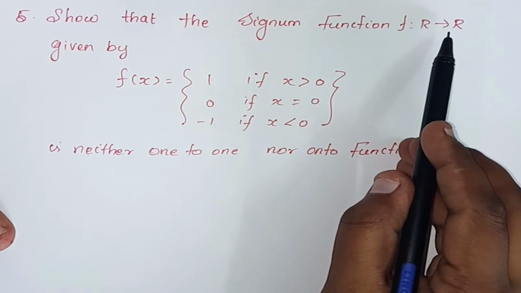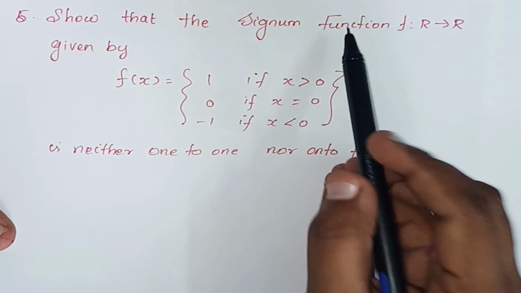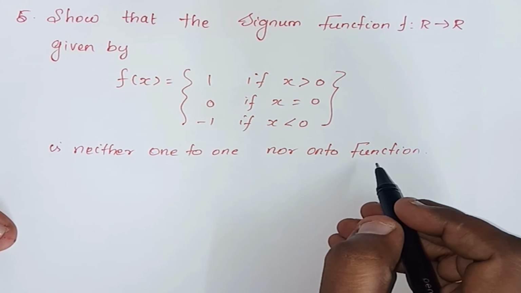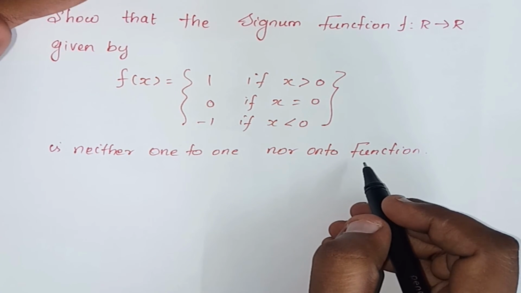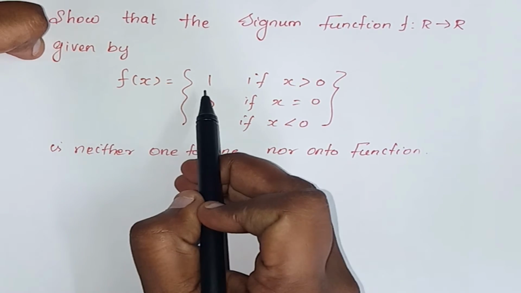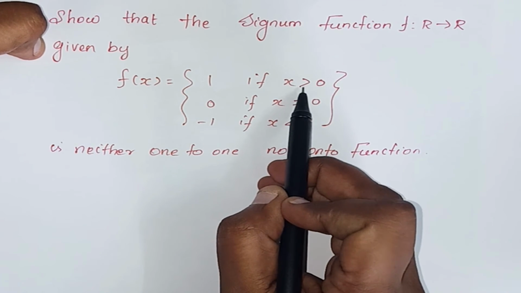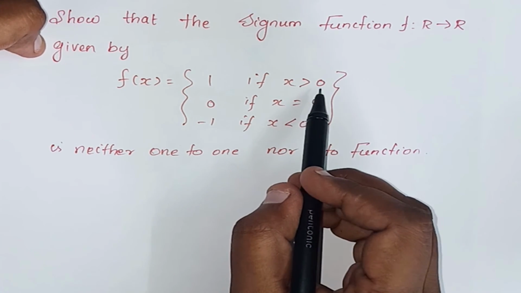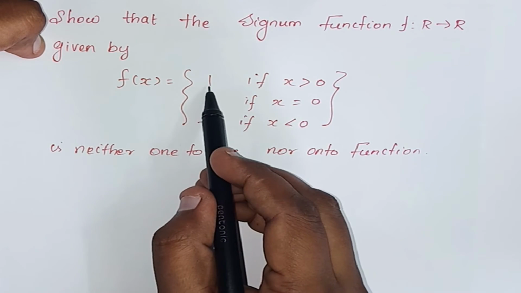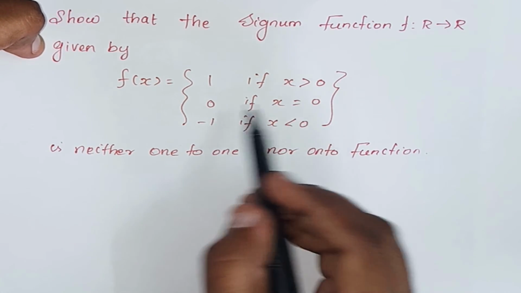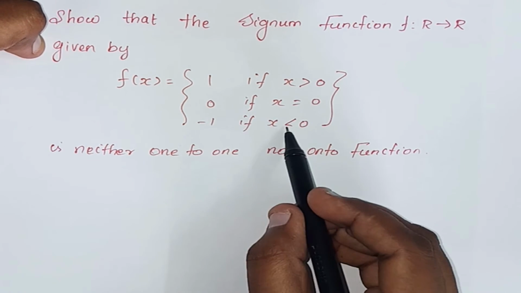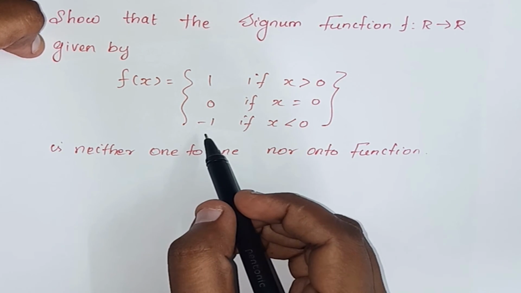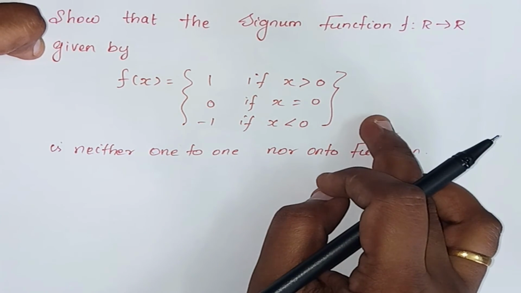Next, fifth question, show that the signum function f: R to R. Here domain and codomain are real numbers. We need to prove the signum function f of x is not one to one and onto function. So here what is meant by signum function is f of x is equal to 1 if x is greater than 0, that is positive values. So if x are positive values, the output of f of x is 1. So if x is equal to 0 means f of x is equal to 0. X is less than 0, that is negative value means f of x is equal to minus 1. This is the property of signum function.